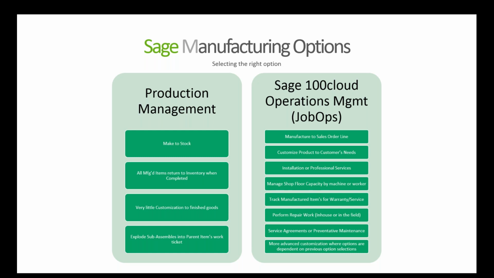For operations management, again, it's when they want to manufacture to the sales order line. I want to be able to tie a work ticket directly to the line in the sales order. They may be customizing that product to the customer's needs. So the customer may be saying, yeah, I know you put this widget on it and that widget on it, but I don't want those, I want them different.